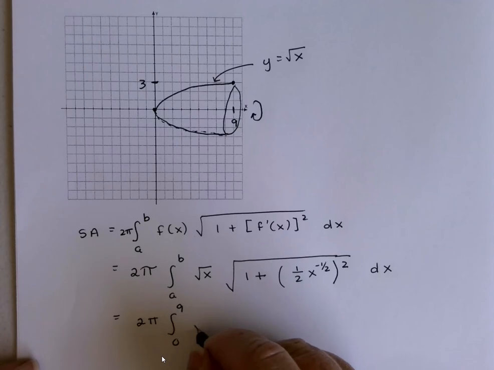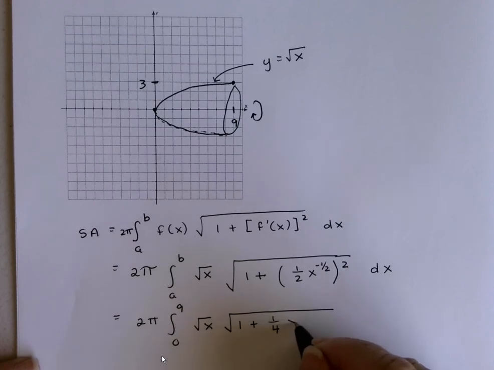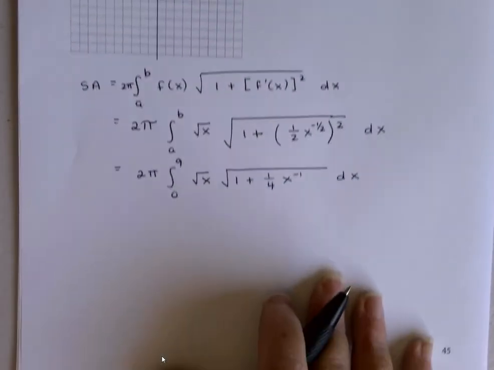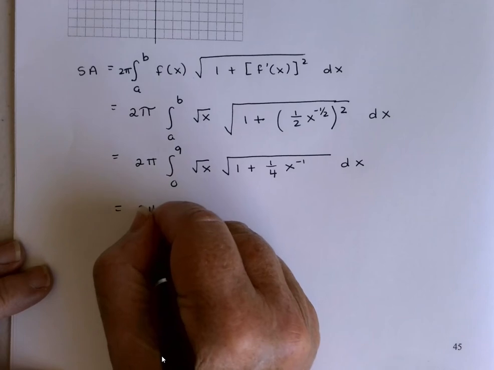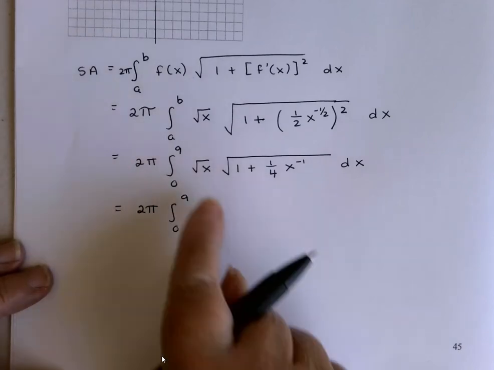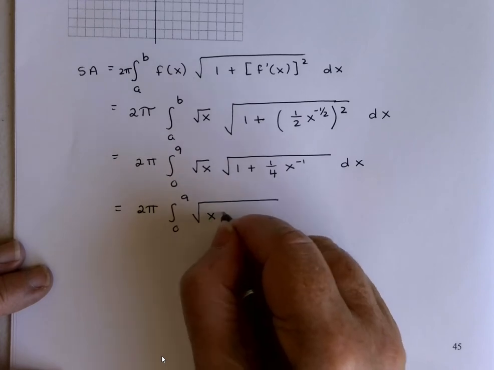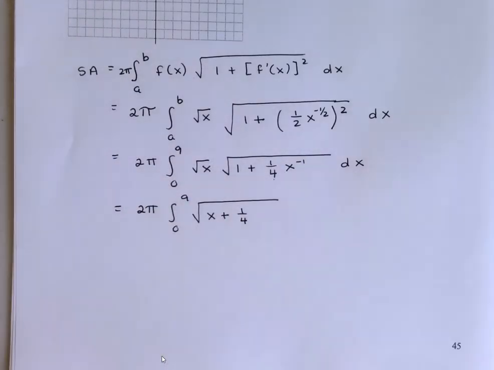And let's see here. I've got the square root of x times the square root of 1 plus, squaring that would give me 1/4 x to the minus first, dx. Now again, there'll be lots of times where this integral will be complex enough that you won't be able to do it. This one isn't too bad. So let's work on this one a little bit by hand. Since these are both square roots, I can distribute that x through, and that'll become x plus 1/4, and x times x to the negative first is just x to the 0, or 1, so that 1/4 just stays a 1/4.